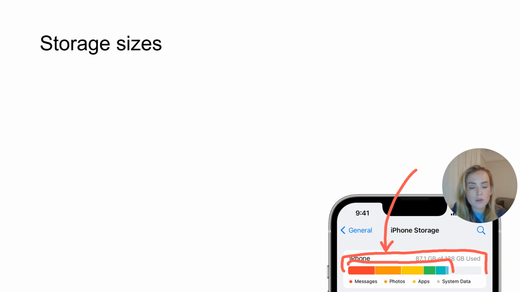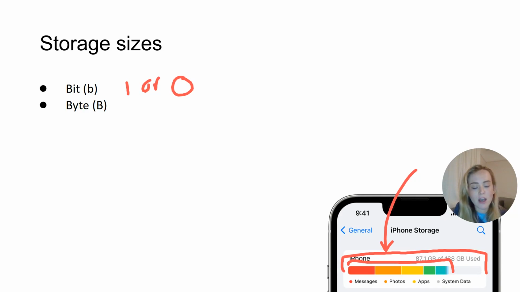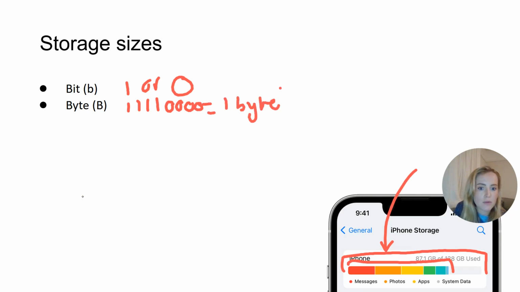So the smallest storage size or measurement that you can get is a bit, which is either a 1 or a 0. That's a single bit, that is it. Then we have a byte, so we have 8 bits in a byte, so 8 combinations of zeros and ones would be equal to 1 byte. Just like 10 millimeters is equal to 1 centimeter, it is the same, apart from we are talking about bits and bytes. So we are converting all the time between these different storage sizes and working out which one is the most appropriate to use.